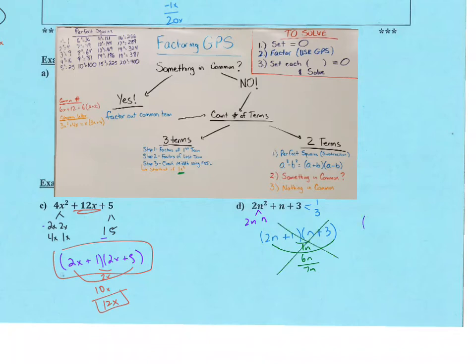So now I'm going to try 2n plus 3, n plus 1. The outside gives me 2n. The inside gives me 3n. Together, that's 5n. Well, that's not what I want either. And there are no other choices. So if there are no choices that work, we still have not factorable as an option. All right, that's going to finish that one.